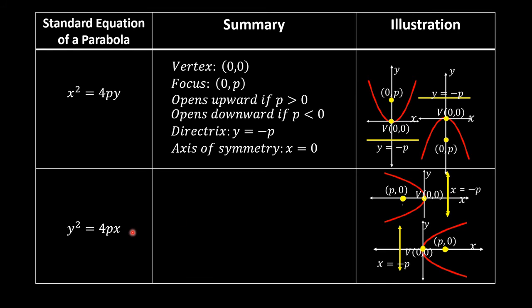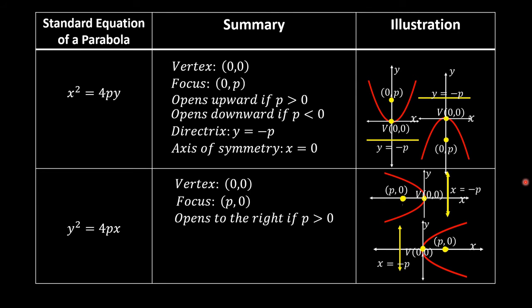If the standard equation of the parabola is y squared is equal to 4px, the coordinates of the vertex are 0, 0. That means the vertex is at the point of origin. The coordinates of the focus are p, 0.